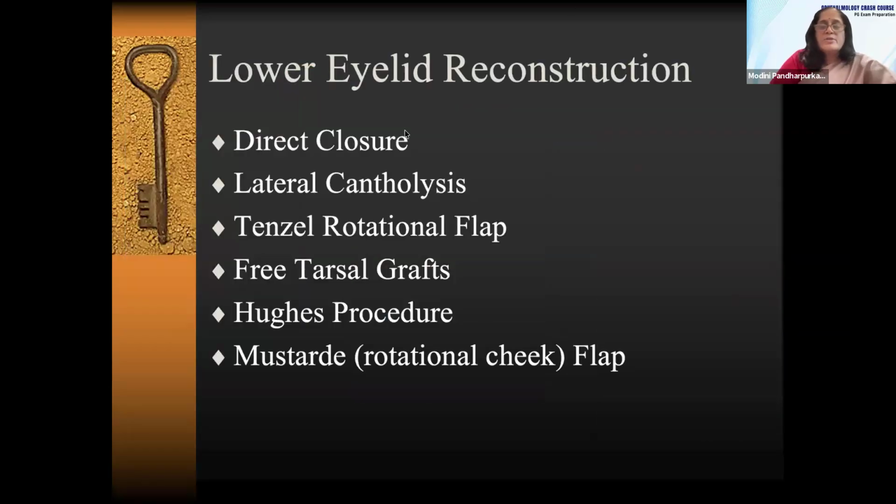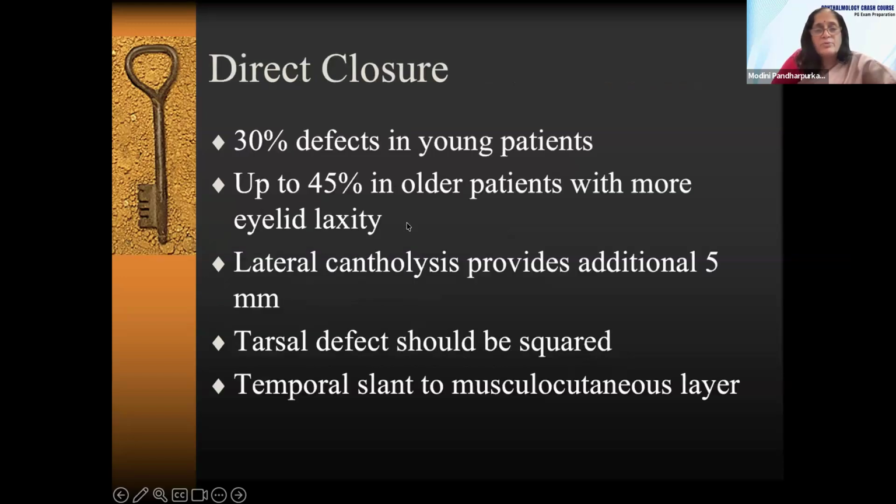We don't want that. So in lower lid reconstruction, direct closure is available to us, where you can directly approximate the two cut edges if the tissue loss or the lids are not very far apart. Lateral cantholysis gives you an extra space. We will see examples of this. I won't go through this slide. So in 30% defects, and up to 45% in older patients, you can get away with direct closure. If you do a lateral cantholysis, you get a 5 millimeter additional area to pull it.